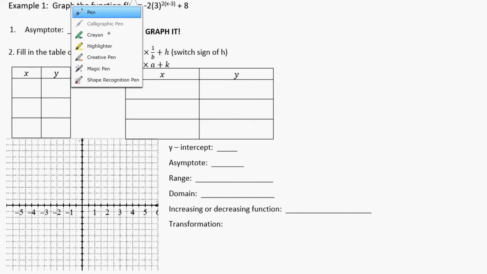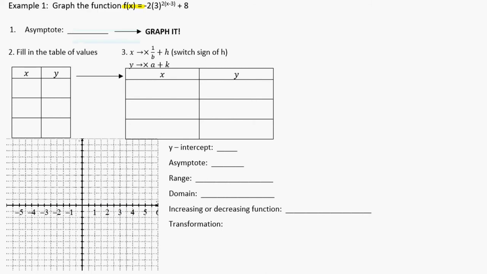Let me just highlight it for you. So here he is. There's the function we're going to graph. As you can see, it's got all the values here. So here, my a value is -2. My b value is 2. My h value is -3, and my k value is 8.